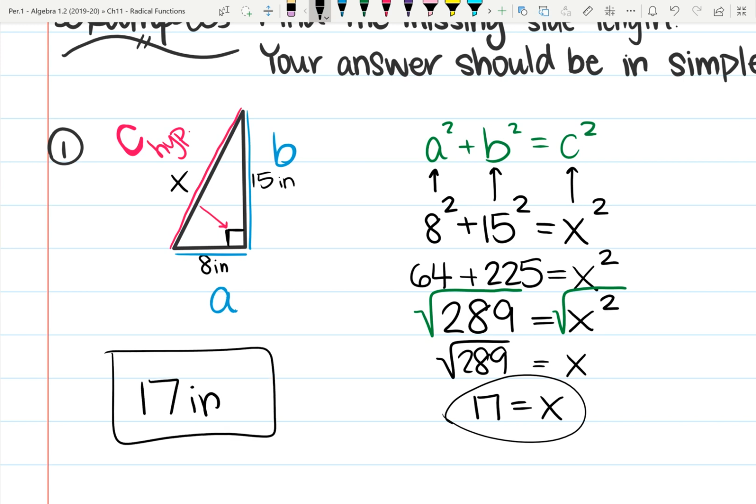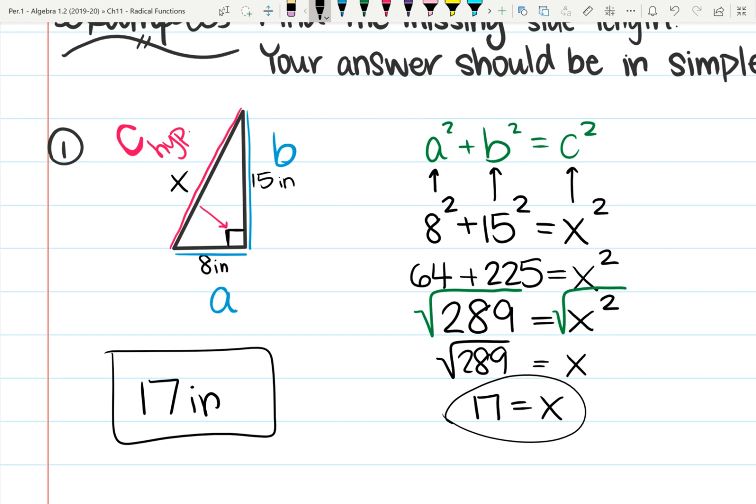So this is kind of cool if you were actually going out and you had to go build something, a right triangle specifically. Let's say you're doing wood shop in Mr. Borgiali's class, you need to know how long that piece of wood needs to be. It needs to be 17 inches long, right? So it's kind of cool that you can use these theorems. Okay, so there we go. It turned out to be a nice whole number.